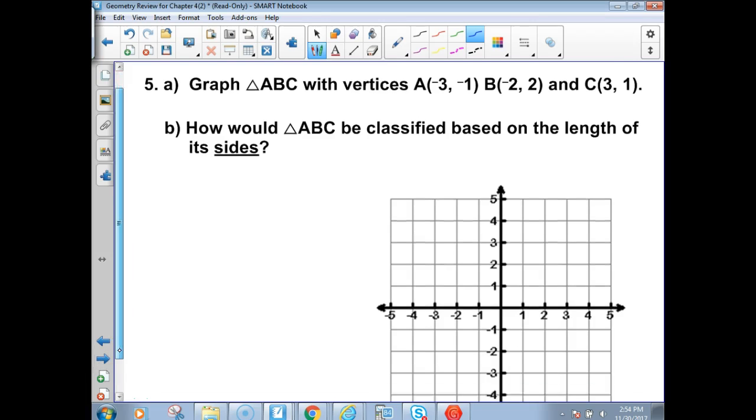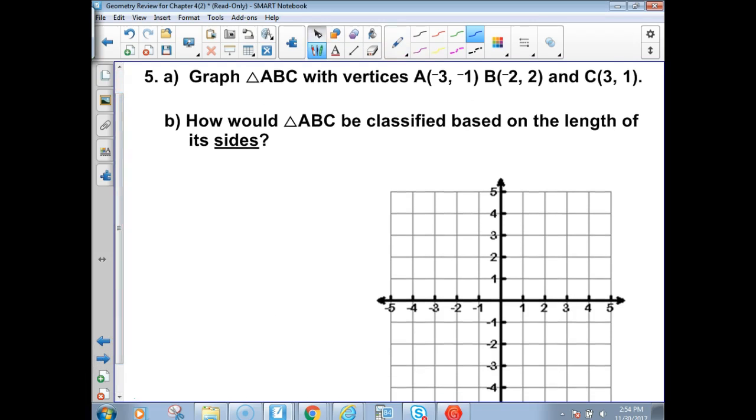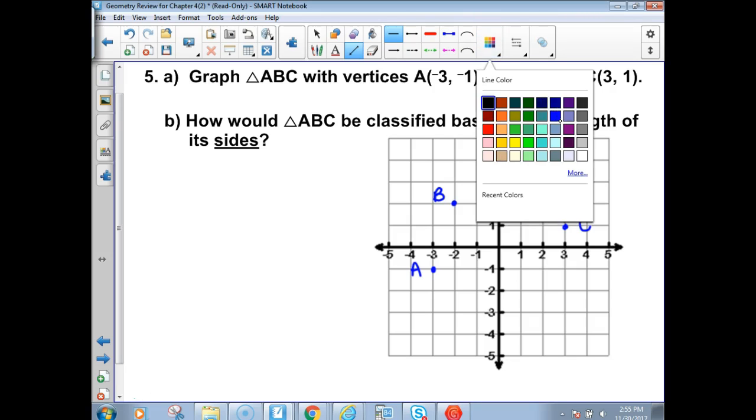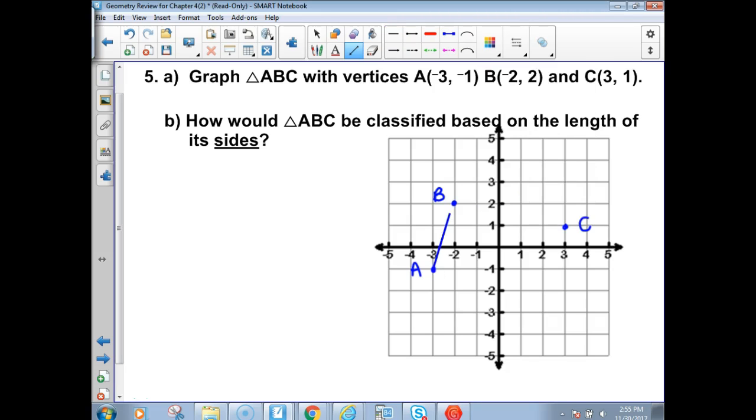Okay, next though, we're going to graph a triangle with the following vertices. Let me slide that up a little bit. We've got A at -3, -1. So we've been plotting points a lot. Now that's left 3, down 1. B -2, 2. Be up here. And 3, 1. C. We're going to connect. Wait, my pen's drifting. And draw the triangle.